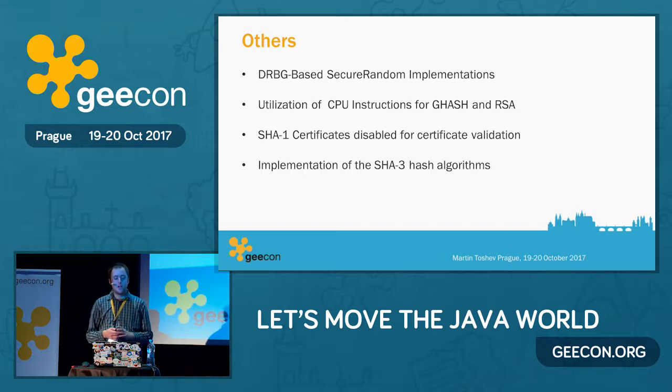A few others: some include implementation of the SHA-3 series of hash algorithms, and the SHA-1 series of algorithms are now disabled for certificate validation because they are considered no longer secure. Also, there is support for the GHASH and RSA algorithms through CPU instructions, which tend to be more performant. And there is an extension of the secure random implementation through a so-called DRBG-based implementation.